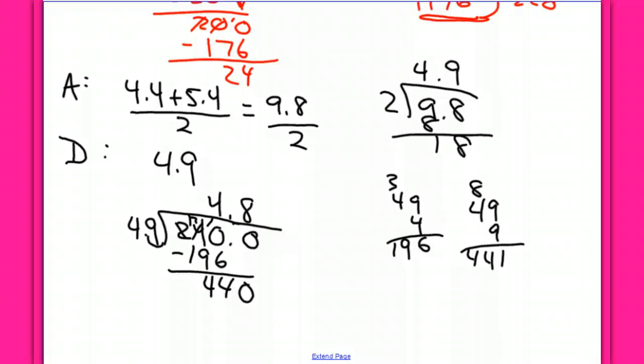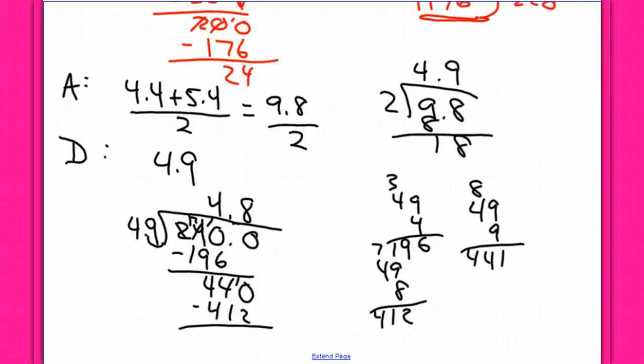So the number will be 4.8. And then guess what? The next number will be, let's see, 49 times 8, 72. 36 plus 7 is 41. 412. The next number is going to be really big, isn't it? 3 minus 1 is 2. And we have 280. So 49 can go into 280. 1, 2, 3, 4, 5. At least 5 times, I think.